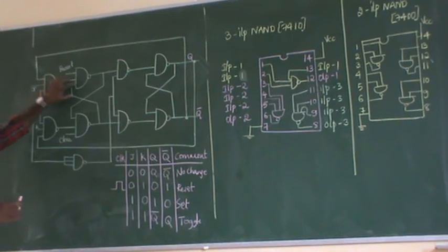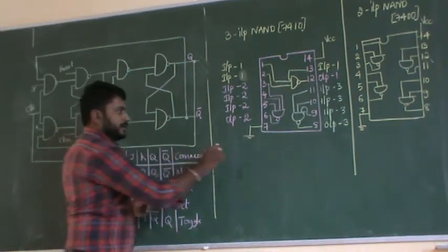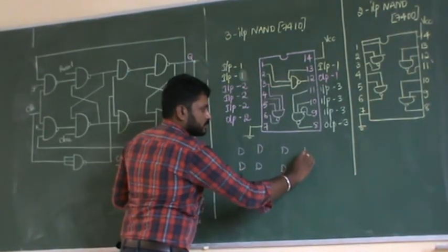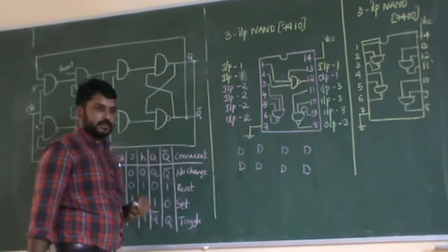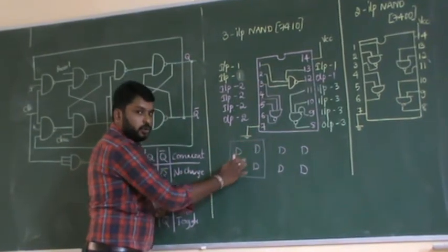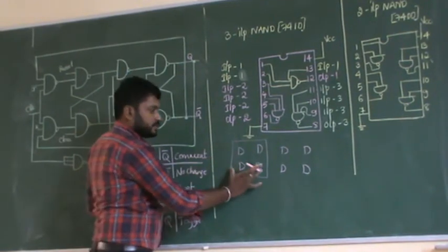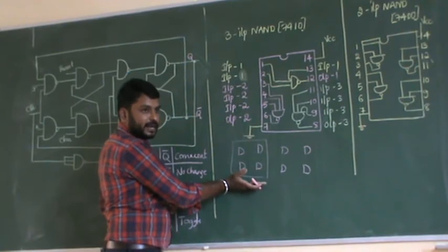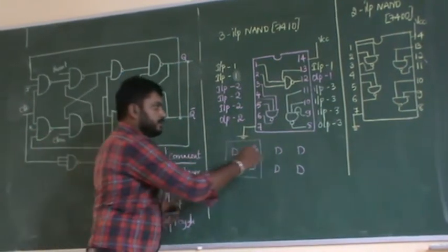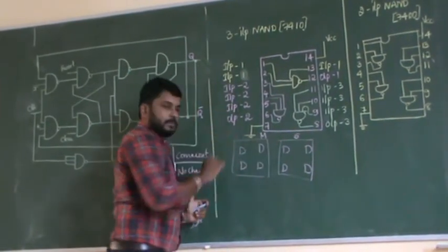First write down 1, 2, 3, 4, 5, 6, 7, 8. First write down the NAND gates like this. Then, the first four NAND gates, the first half of this full part, will be acting as a master, and the next half will be acting as a slave.